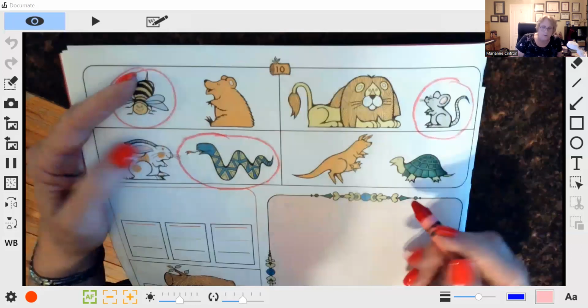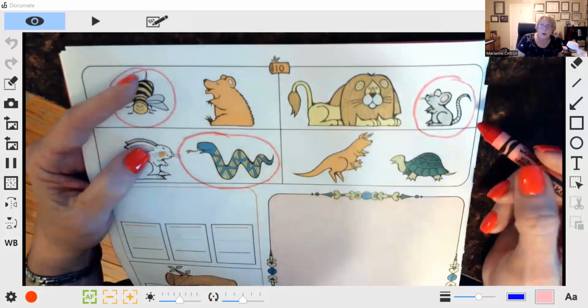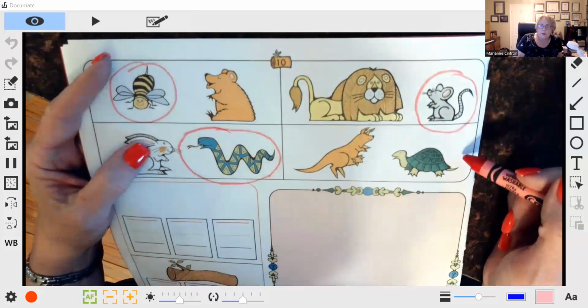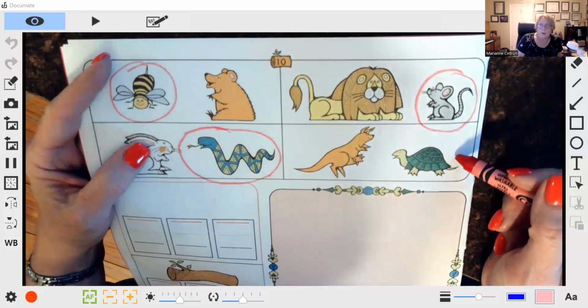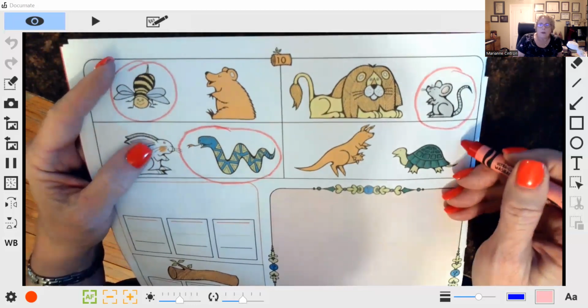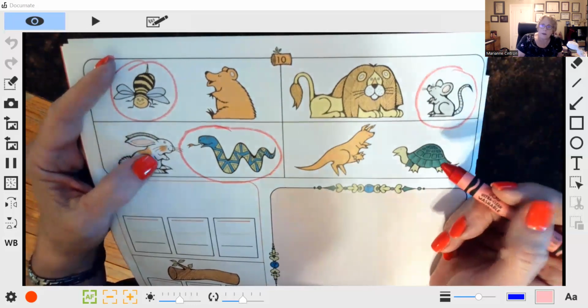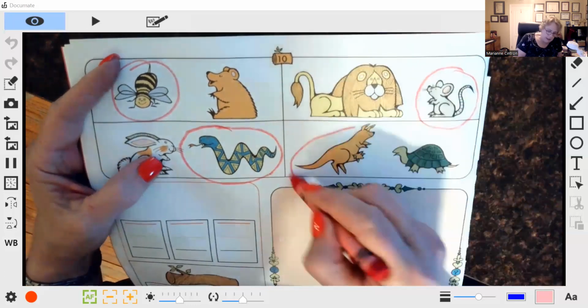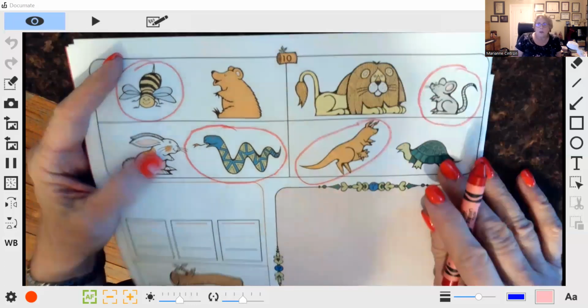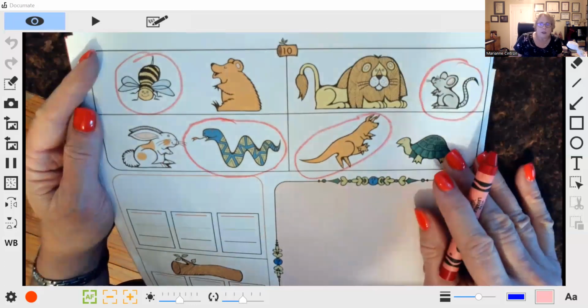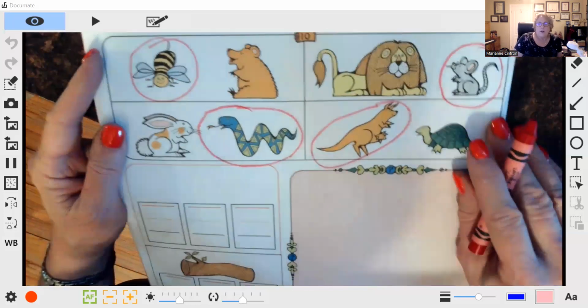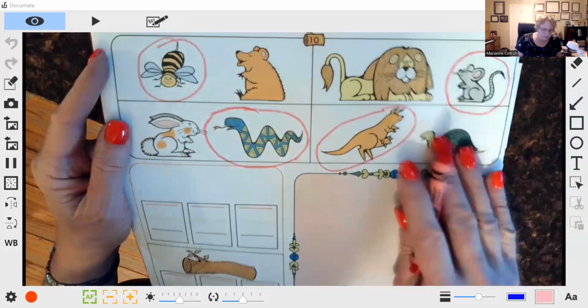And then these are very quiet animals too. One animal is a very quiet animal, and one goes hoppity hoppity hop. Let's circle the animal that goes hoppity hoppity hop. That's the kangaroo. So kids are learning animal names. They're learning the sounds the animals make.